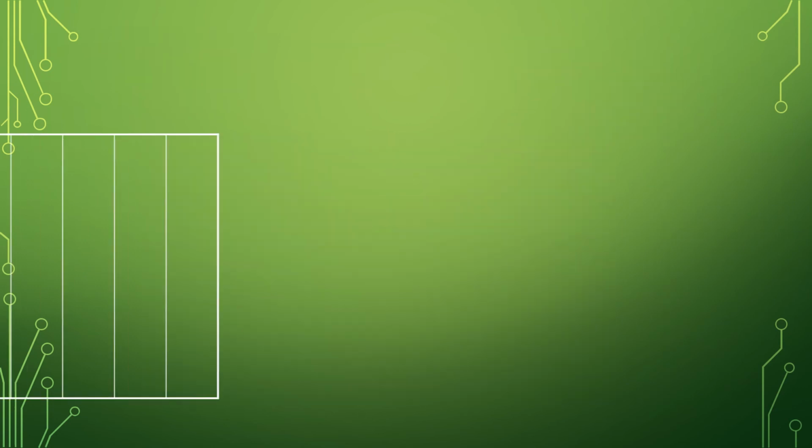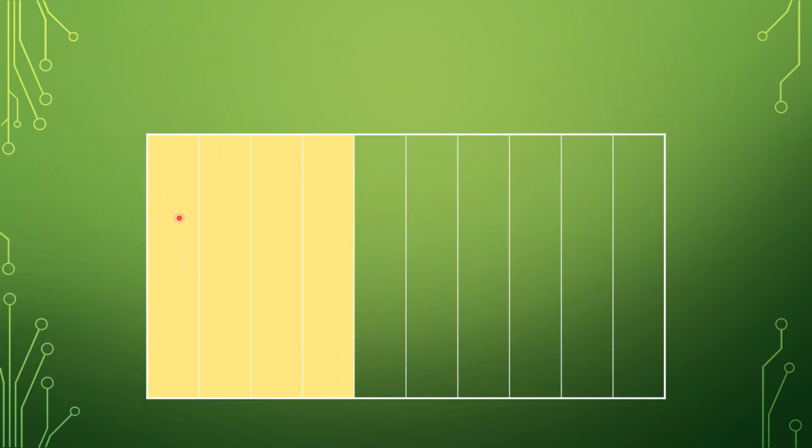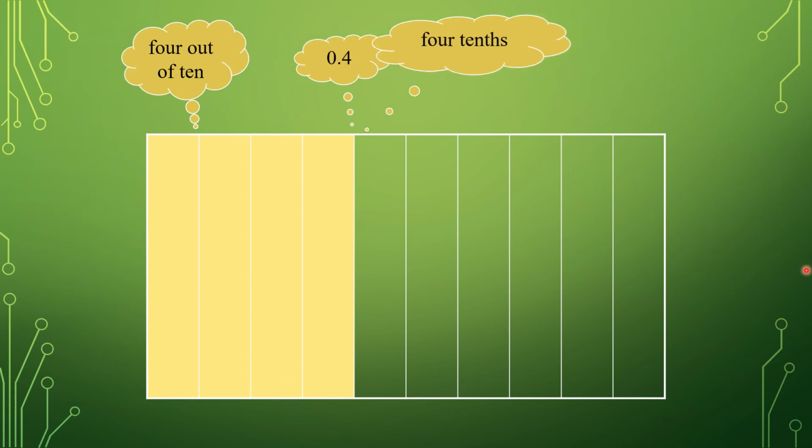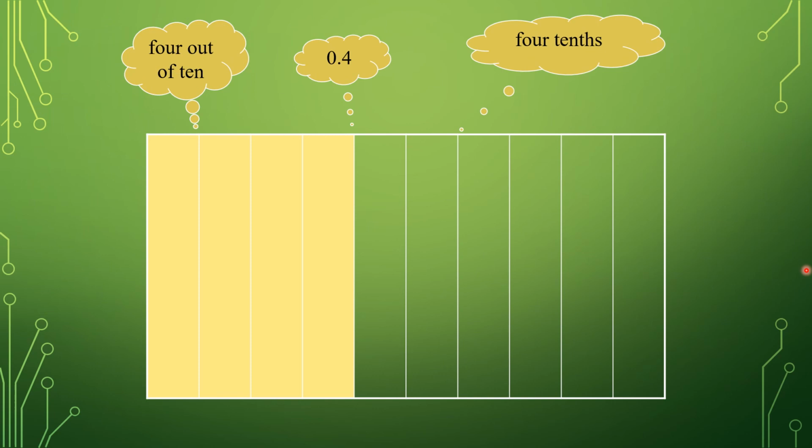Let's see the next one. Another one again. 1, 2, 3, 4, 5, 6, 7, 8, 9, 10. 10 total parts are there. Out of this, how many are shaded? 4. Out of this, 4 are shaded, and we know that they can be written as 4 out of 10, which means 0.4, or 4 tenths, or 4 over 10.